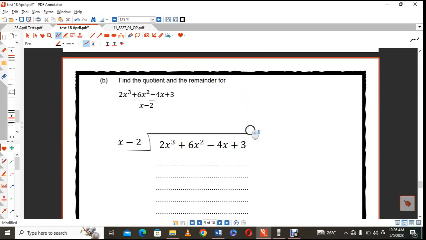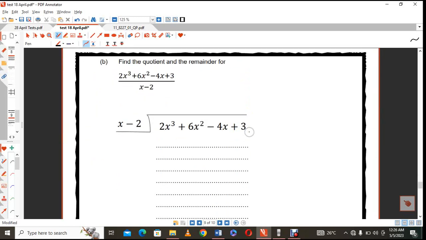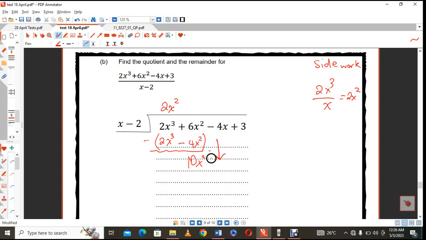Part B, long division, or you can use synthetic division, it's totally up to you. I have made the option for synthetic division. So it's 2x cubed divided by x. That's going to leave me with 2x squared. This again is the work that I'm doing on the side. So 2x squared multiplied gives you 2x cubed. 2x squared times this minus 2 is minus 4x squared. I put brackets and then I'll subtract. This is going to give you 0. 6 minus negative 4 gives you 10x squared. And I'm going to bring down that minus 4x.